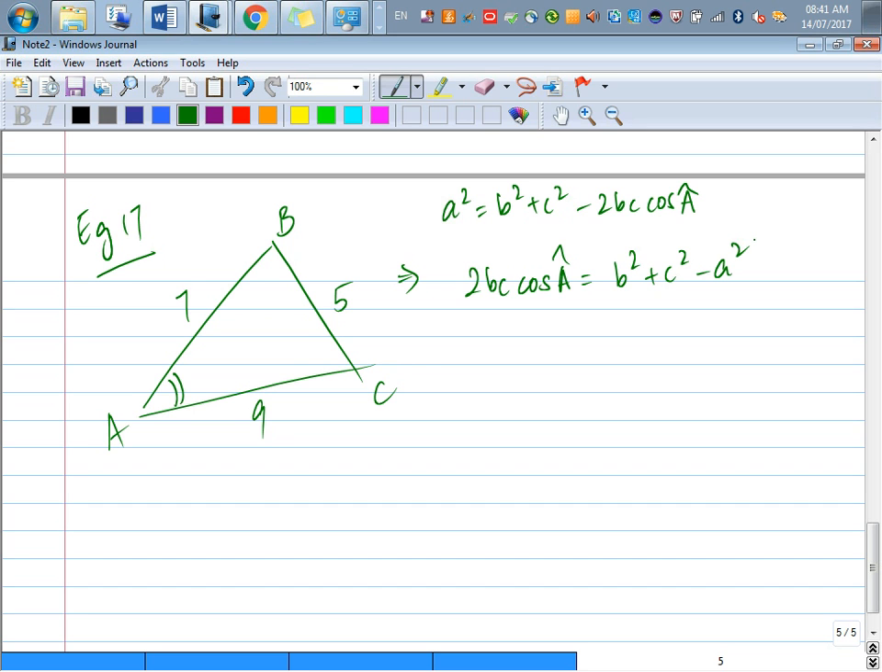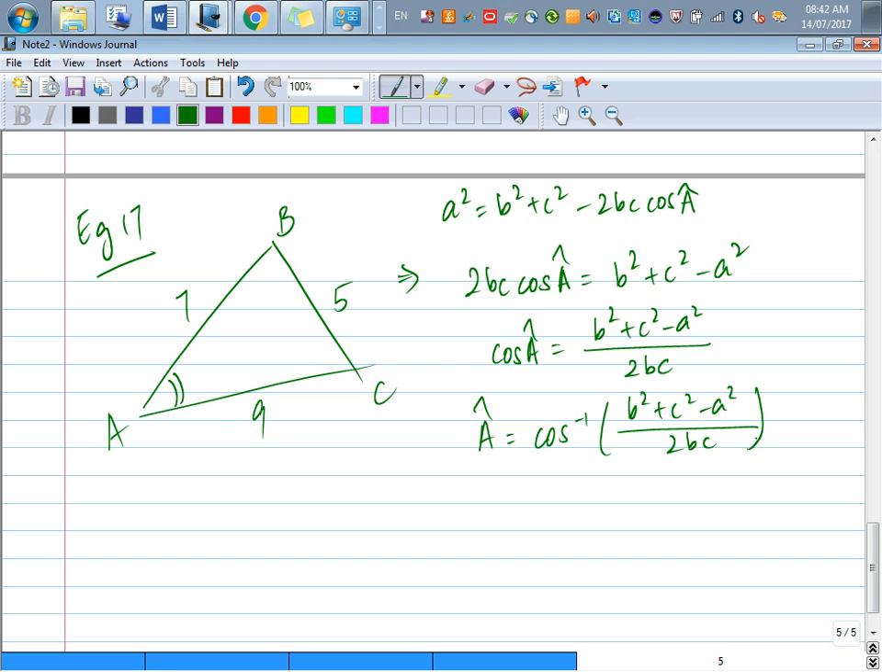This is your basic. You should know this. Then now I want to make cosine A the subject. So I have to divide by 2BC on both sides. So cosine A equals B squared plus C squared minus A squared over 2BC. Okay? Then now to find angle A equals cosine inverse of B squared plus C squared minus A squared over 2BC. Correct?